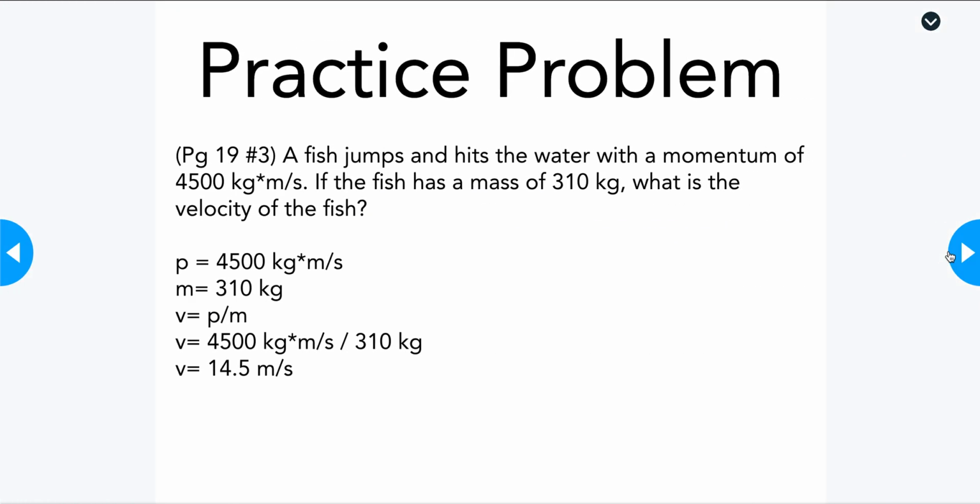All right. The momentum of the fish is 4,500 kilogram meters per second. The mass of the fish is 310 kilograms. Velocity, if we rearrange the equation, is momentum divided by mass. So 4,500 kilogram meters per second divided by 310 kilograms. You go ahead and divide and you get 14.5. Kilograms cancels kilograms, leaving meters per second, which we know is a unit for velocity. So our answer is the fish is moving at 14.5 meters per second, and that's pretty fast for a big fish.